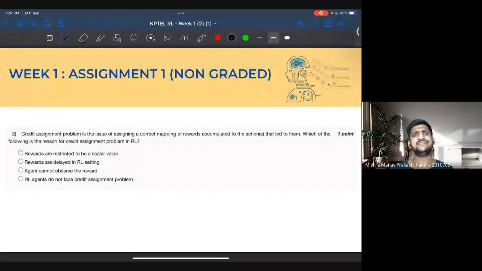There is a continuous linkage between what action you take and what reward you get. But typically what happens is, let's say you're playing a game of tic-tac-toe or a game of chess. The reward you get is not intermediate, but something you get at the end of the game. Like, let's say you're playing chess, after you win or lose, you get the final reward. Okay, game won, game lost.